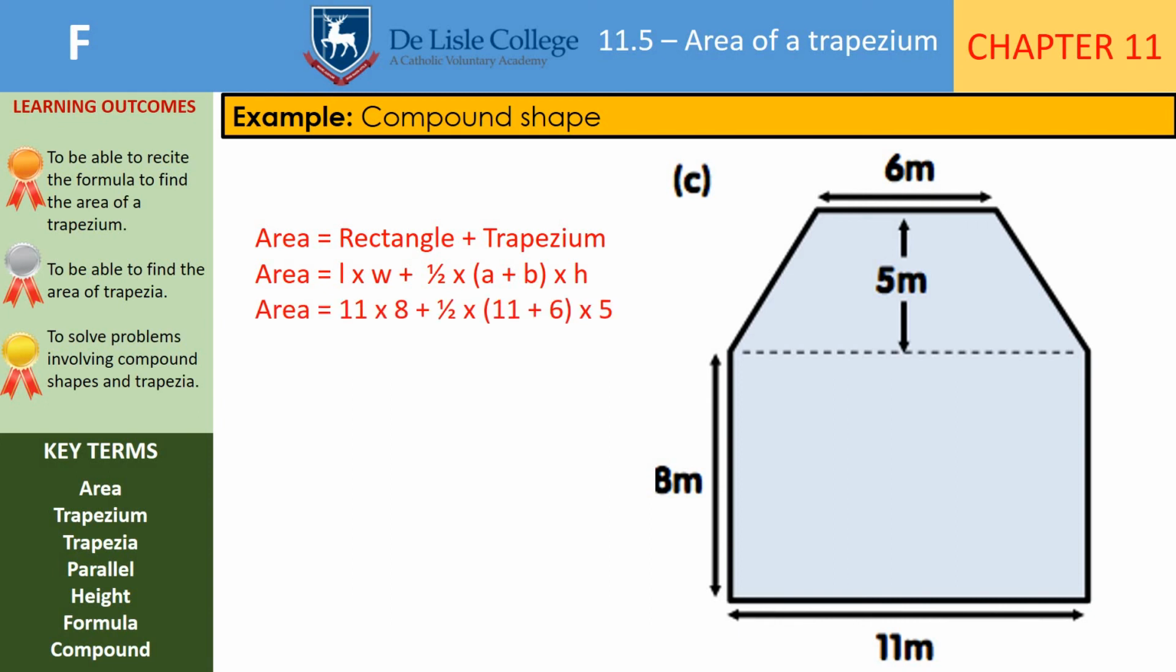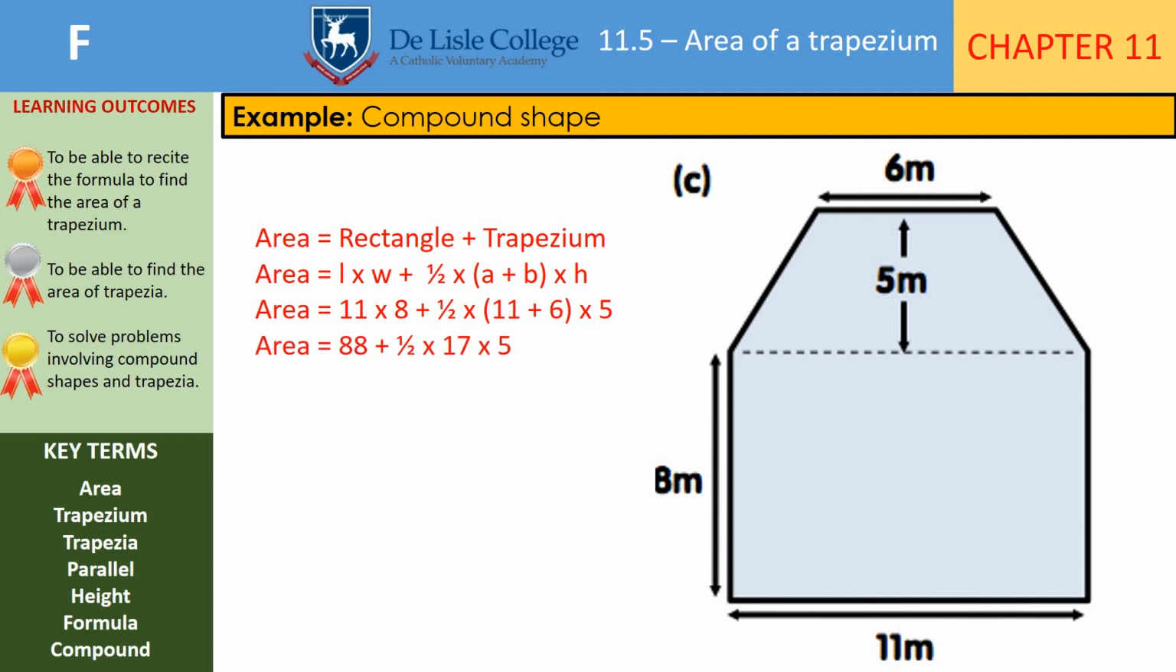So the length and width are 11 and 8. 11 is also one of the parallel sides in the trapezium. It's that dotted line on the diagram. So it's a half times 11 plus 6. That's the opposite parallel side times the distance between them, 5. And we work through it.